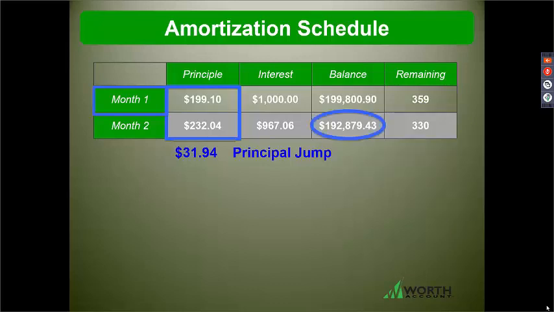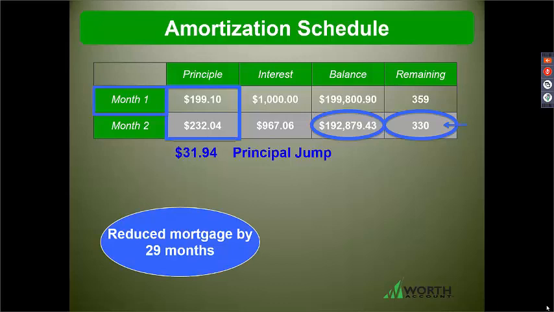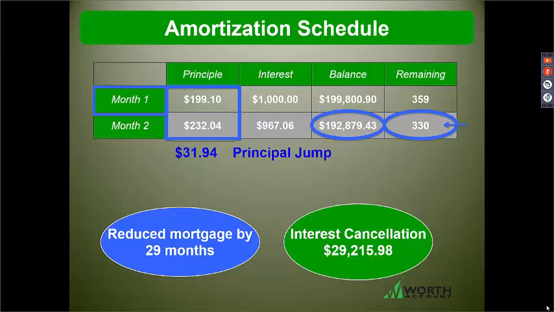So now our balance is at $192,000, and we've got 330 months left to go. We just reduced our mortgage by 29 months. They're gone. They can't come back. And we've canceled $29,000 in interest. Now, we do have our balance left over on our home equity line of credit, so let's jump into month 2 and see where that takes us.